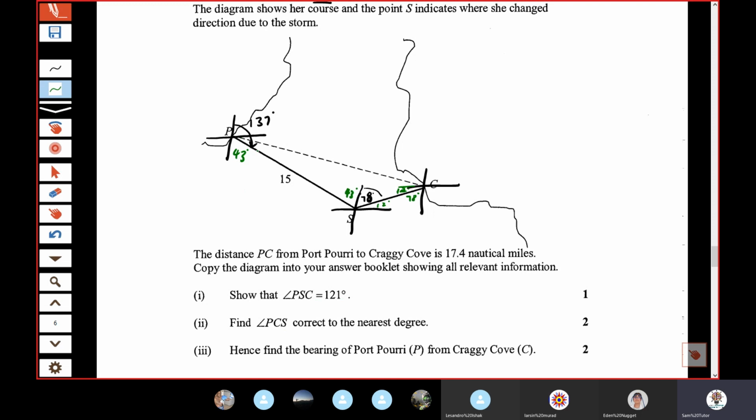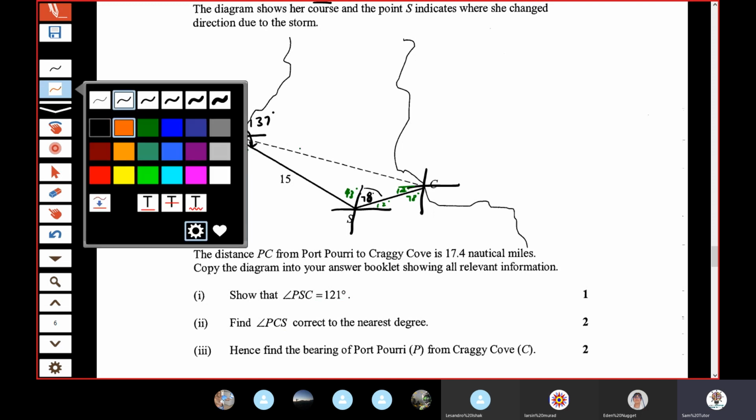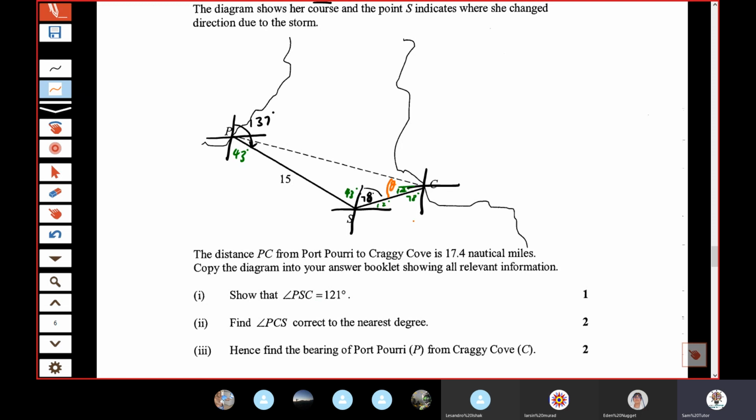Find angle PCS. Find this angle. I'll just do a different color. Find this angle, theta. We've got 12, but I don't think that's going to help much right now. What I'm missing is the distance PC, which is 17.4 kilometers. That was given right here. Otherwise, it's pretty much impossible.